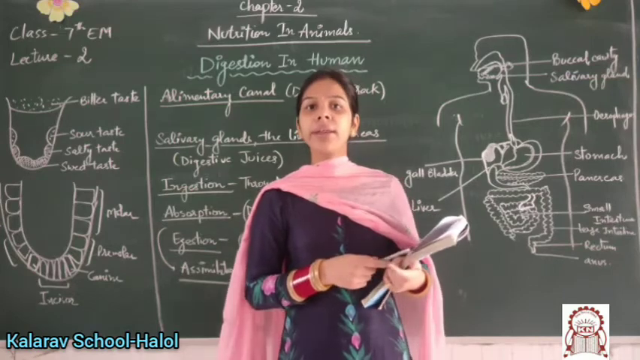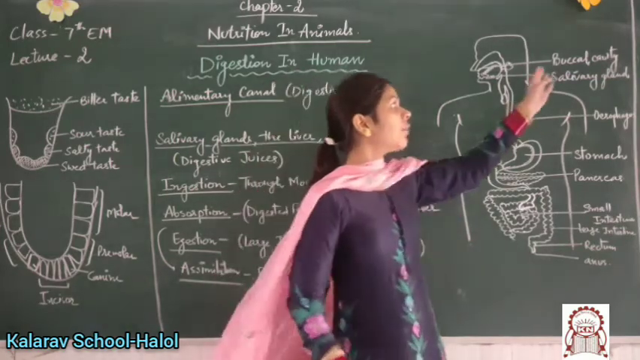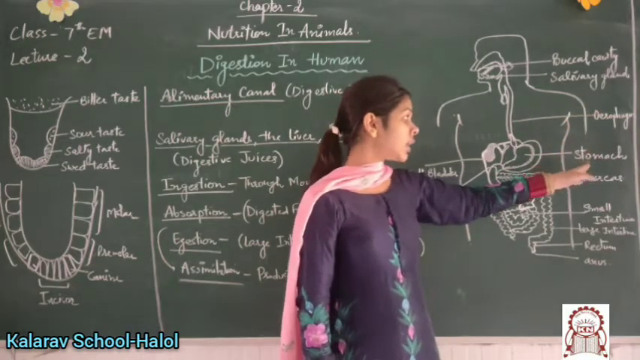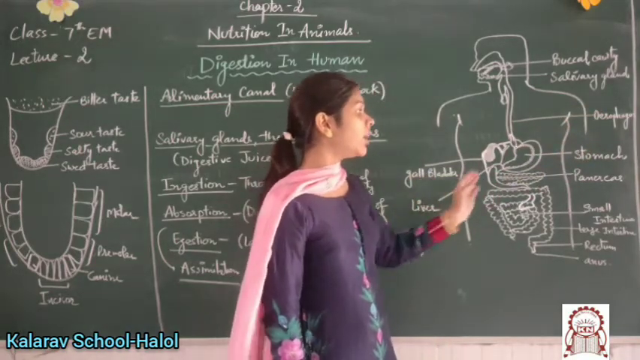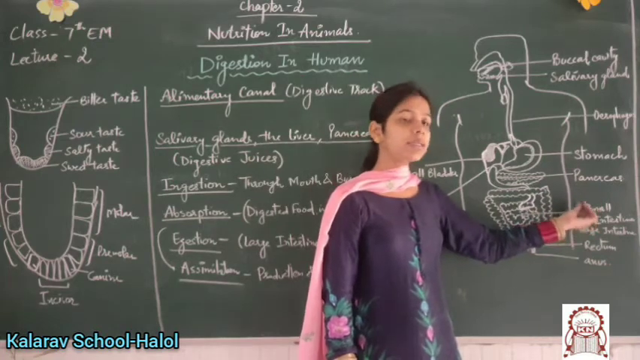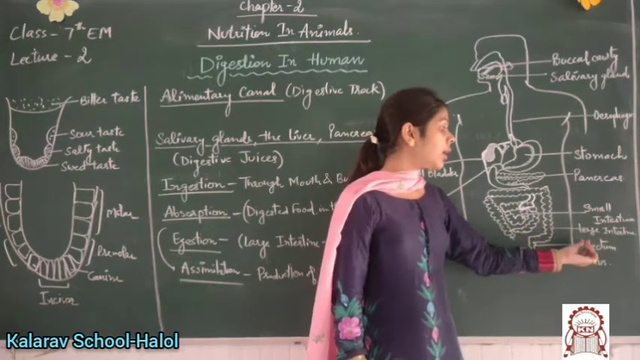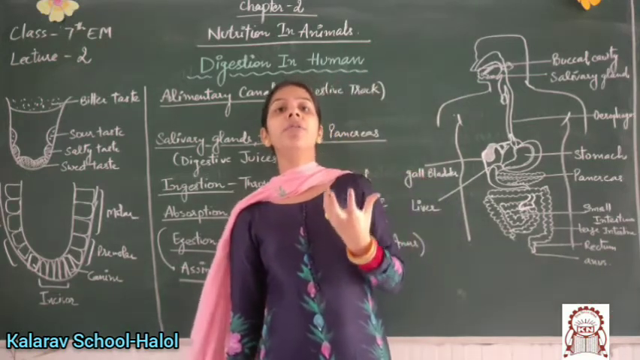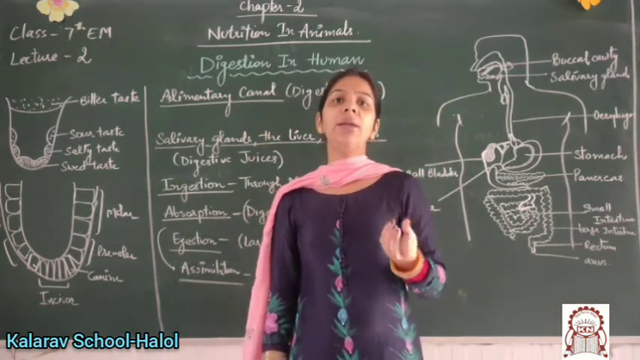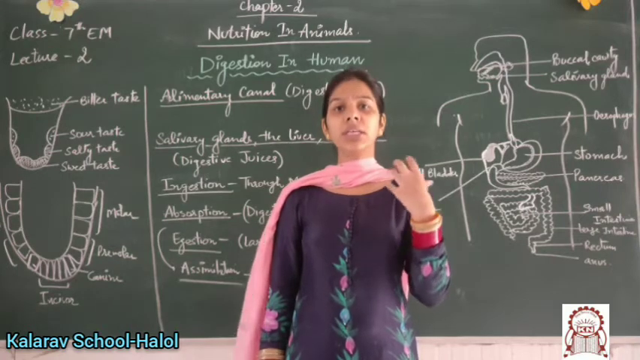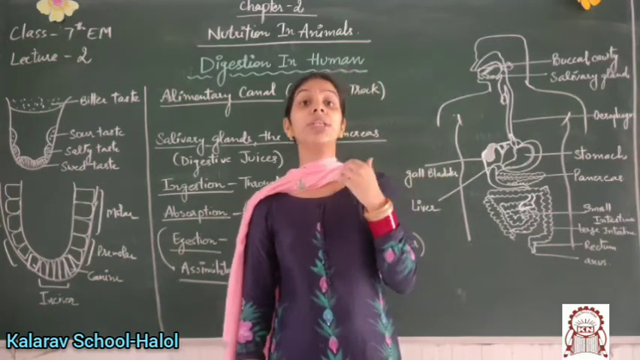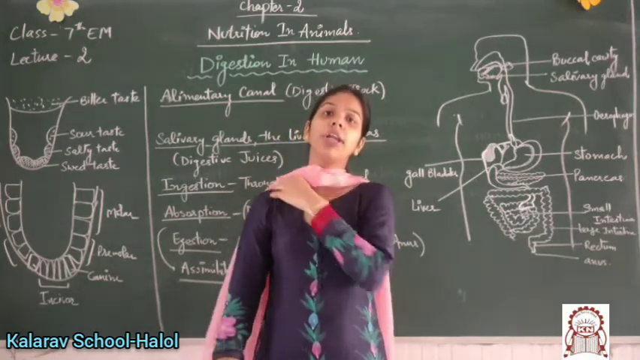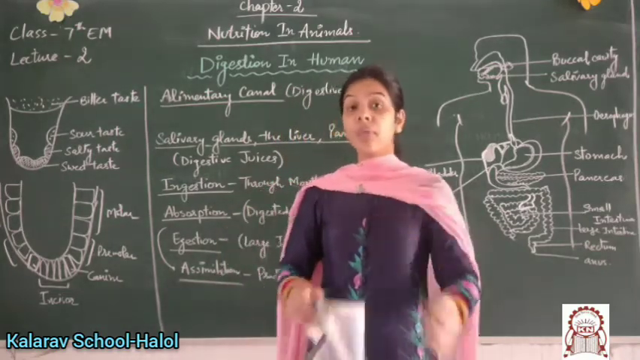The alimentary tract includes the buccal cavity or mouth, the salivary gland, esophagus, stomach, gallbladder, liver, pancreas, small intestine, large intestine, rectum and lastly the anus. There are different types of juices produced by the salivary gland, pancreas and liver, which are helpful in the breaking down of food, or digestion.